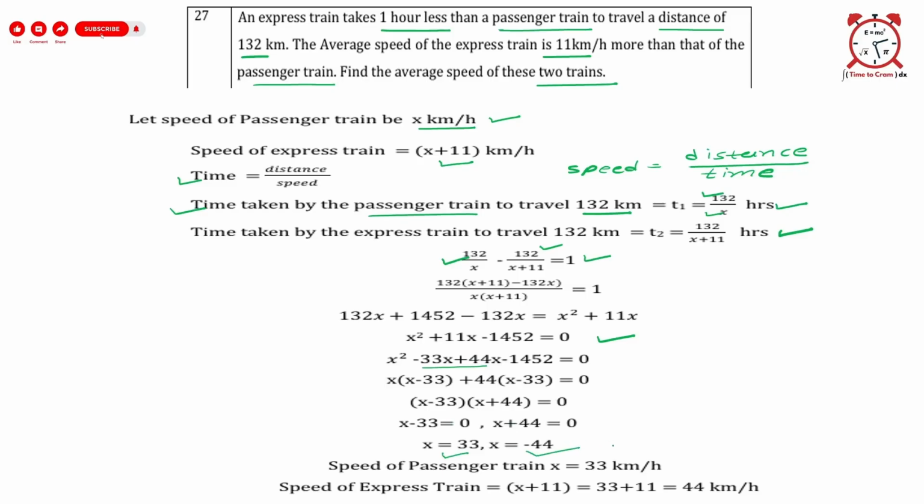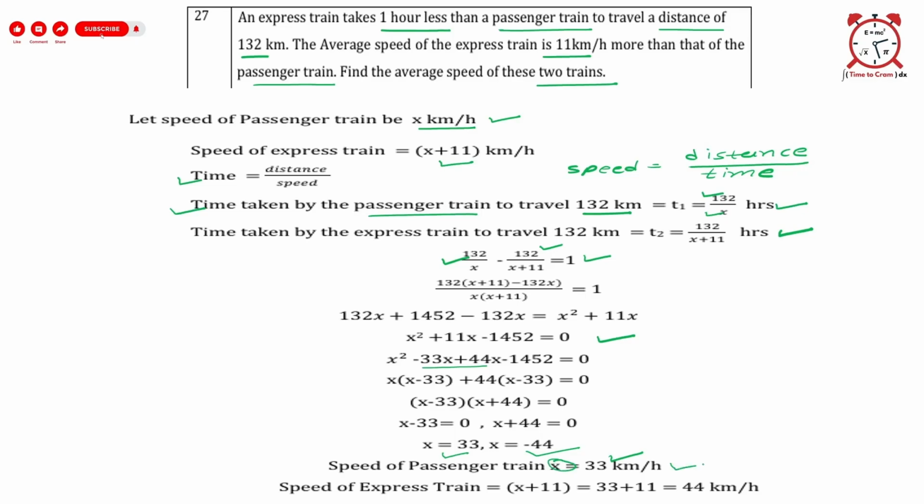But minus 44 is not applicable here, because it is the speed of the train and it would not be negative. So we have to consider x equal to 33 km per hour. So we have supposed x for the passenger train.